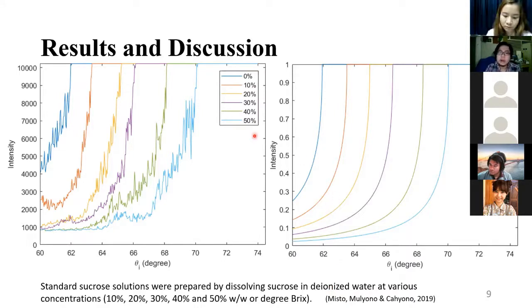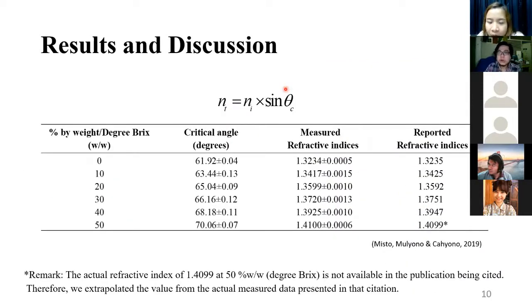For comparison, you can see the experimental data show a similar pattern on the left-hand side, with an increase of critical angle with increasing sugar concentration. You can see the first incident angle that has the maximum at various concentrations. Next, the measured critical angles were used to calculate the index of refraction from this equation, and the values are shown in this table. This is my measured refractive index, compared with the reported refractive index from MISO.